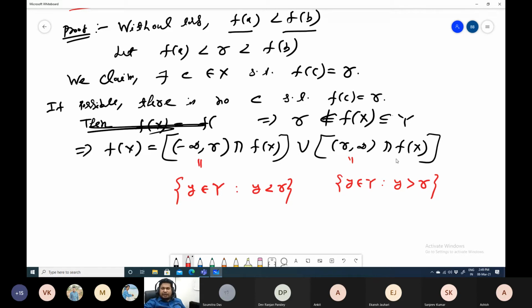Now you can see that both are disjoint. It is easy to see. And both are non-empty. Why are both non-empty? Can you give me one element of each? The first one contains f(a) and the second contains f(b). So both are non-empty. Both are open sets. Why is this open? Because this is an open set in Y in the order topology, and its intersection with f(X) is an open set in f(X). Both are non-empty, both are disjoint, and their union is f(X). So that implies f(X) is disconnected.